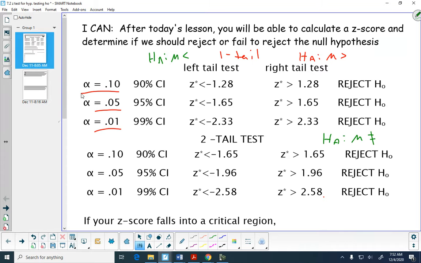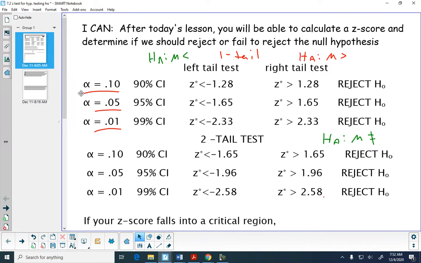And we talked about critical values, and these critical values separate you into a critical region or a non-critical region. A critical region is where we reject the null hypothesis. A non-critical region is where we don't reject the null hypothesis. We'll go through this as we go along. But we have a critical value that we deal with here. Our critical values are all within this table right here.